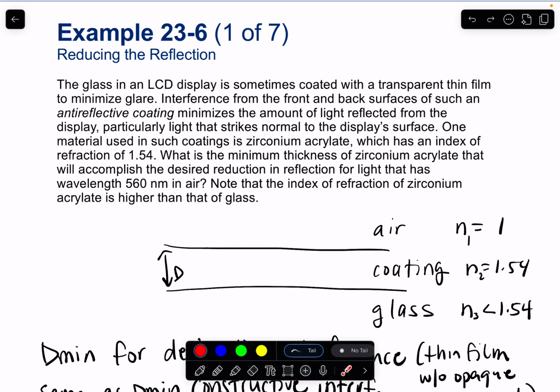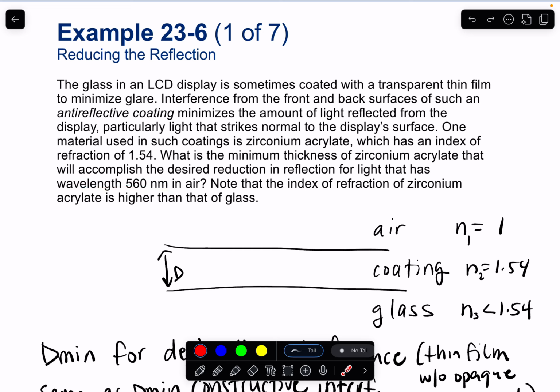So what does that mean? We want to know the destructive interference condition, because we don't want that wavelength to reflect brightly. We want it to be diminished. We are trying to reduce the glare. So we are going to be looking at destructive interference. And that's determined by reading the problem and seeing that we are interested in a reduction of the light. So again, we're talking about light with a wavelength of 560 nanometers in air.